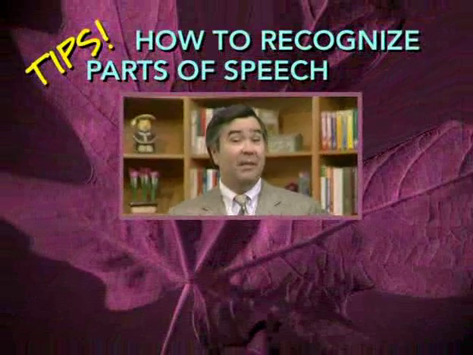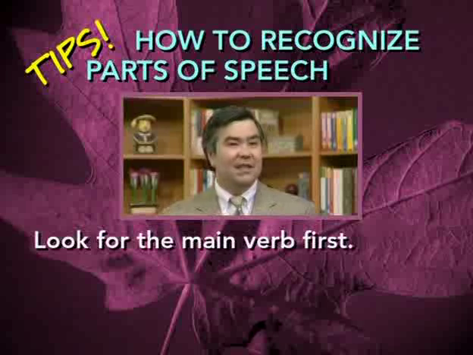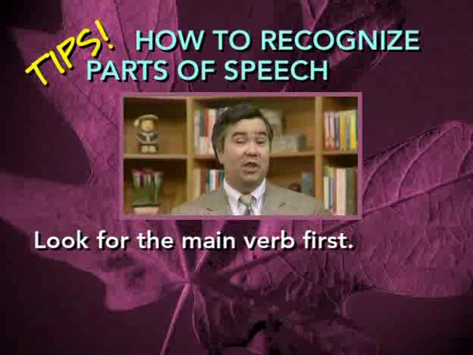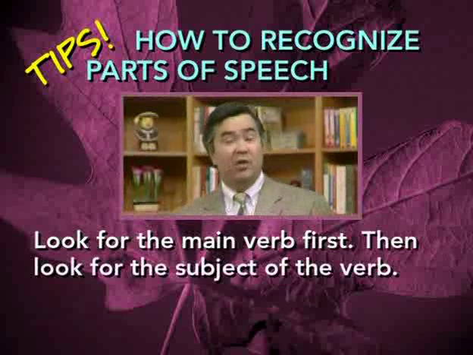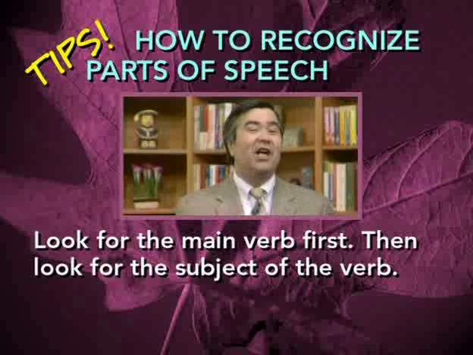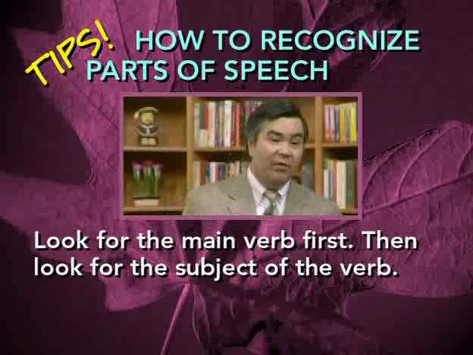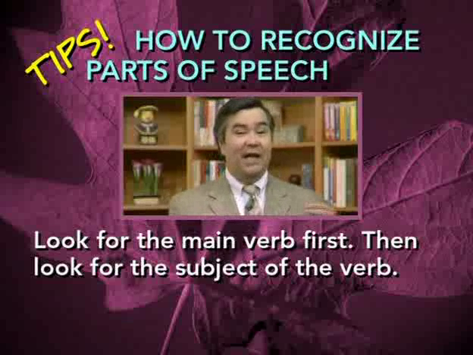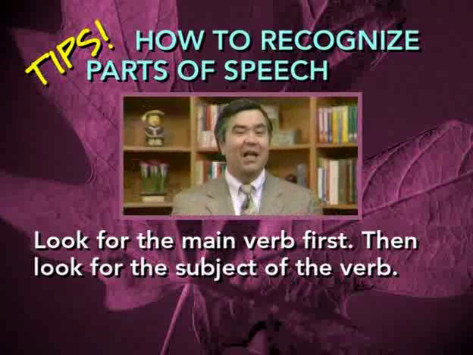Here are a couple of tips about how to recognize parts of speech in sentences that you're writing. First, the easiest thing to find is usually the main verb. So look for the verb that appears in the sentence when you're trying to identify parts of speech in your sentences. Then look for the subject of the verb, that is, the person, place, thing, or idea which does the action of the verb, or which the state of being of the verb refers to. That subject will be a noun or a pronoun. Once you've identified the verb and the noun or pronoun which is the subject of the verb, you can then begin to fill in the rest of the sentence.